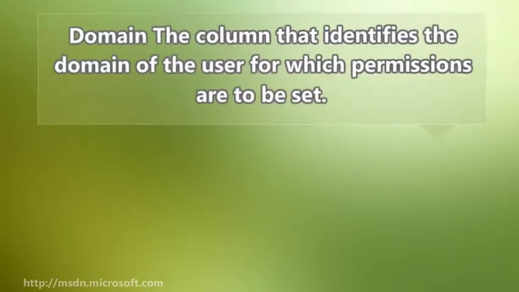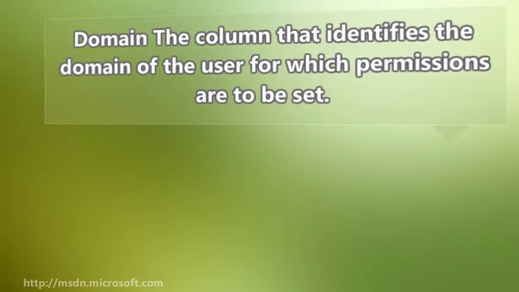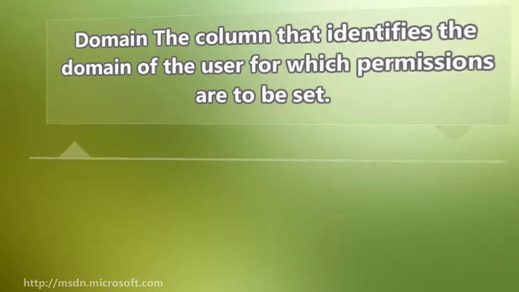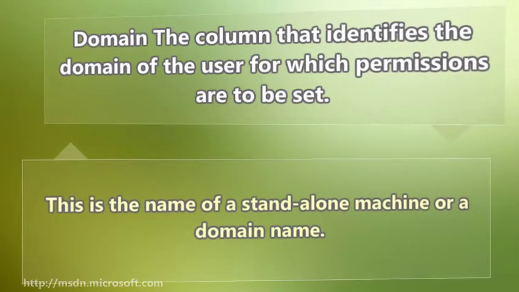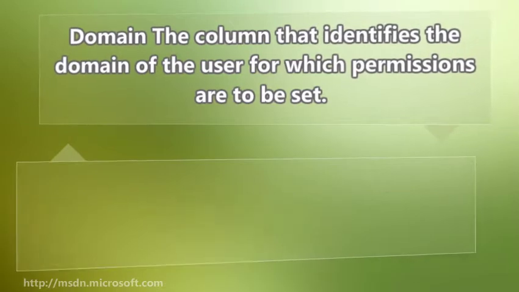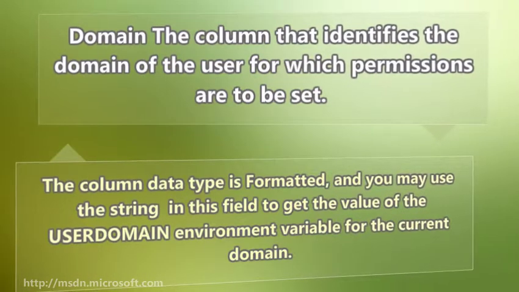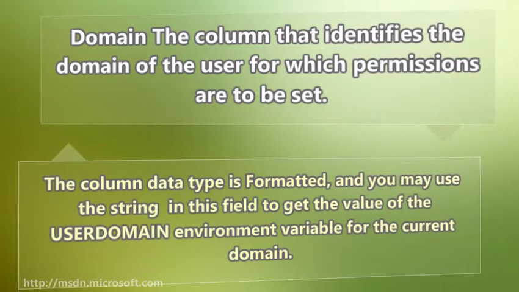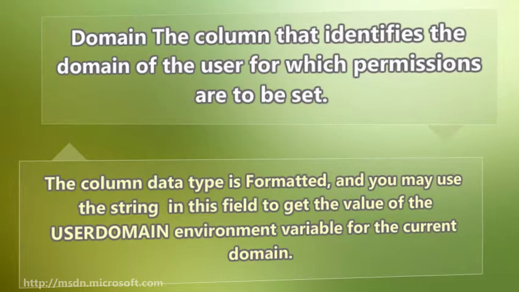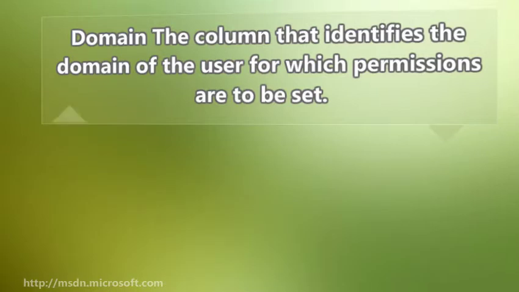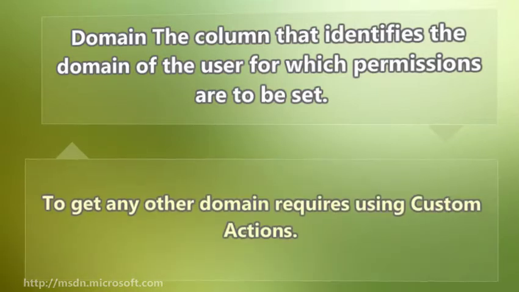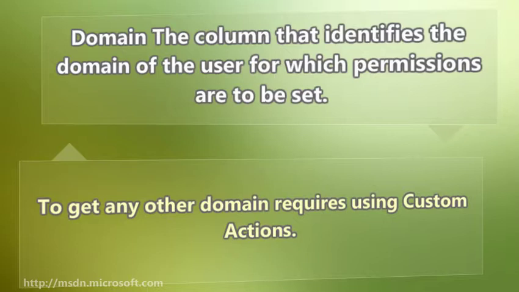Domain: the column that identifies the domain of the user for which permissions are to be set. This is the name of a standalone machine or a domain name. The column data type is Formatted, and you may use the string in this field to get the value of the USERDOMAIN environment variable for the current domain. To get any other domain requires using custom actions.